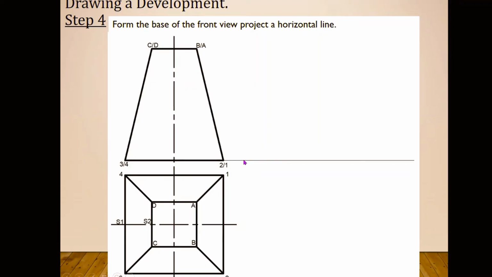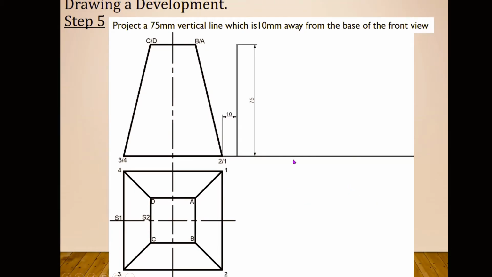All right, then after that you'll have to project a line in line with the base of your front view. You just project a line, and then you draw a line which is the height of your front view. In this case, it is 75 millimeters. So that your drawing will be neat, you'll draw this line 10 millimeters away from your front view.